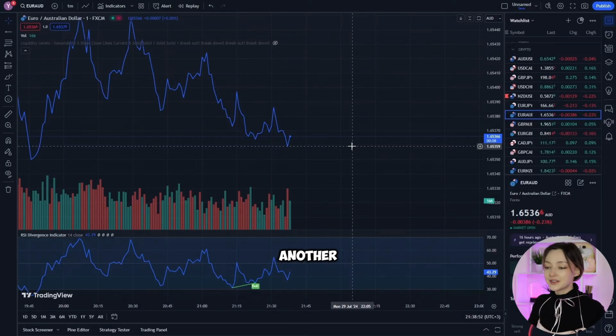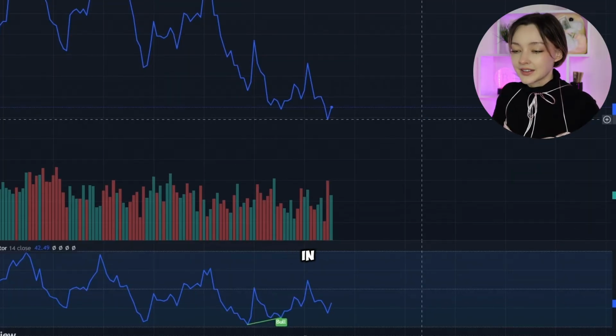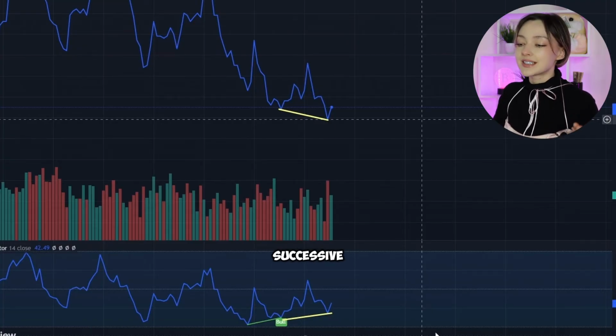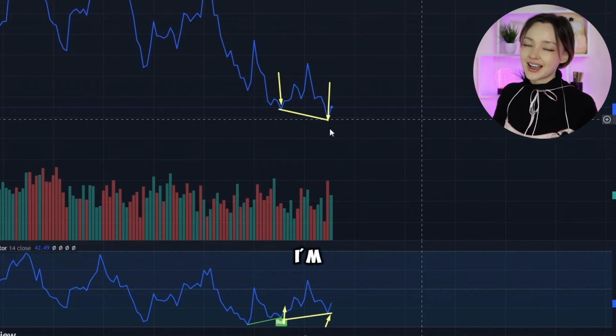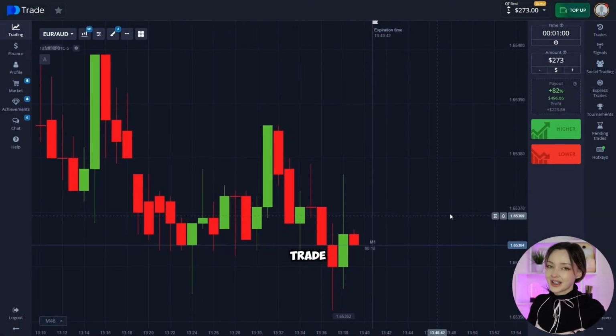So I found another divergence that for some reason the indicator is not showing us. This is what it looks like. Let me show it to you and explain. On the indicator, we can see an upward movement with successive lows getting higher than the previous ones. In the chart, on the other hand, the lows are getting lower than the previous ones. This is a bullish divergence and I'm entering upwards here. Let's go to the broker and place a trade.